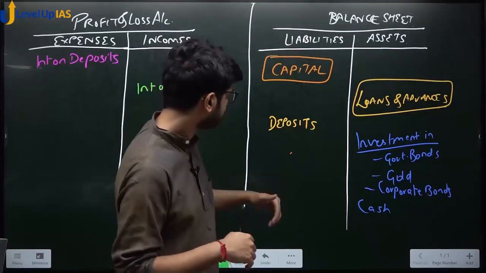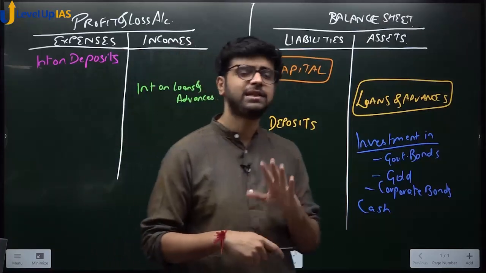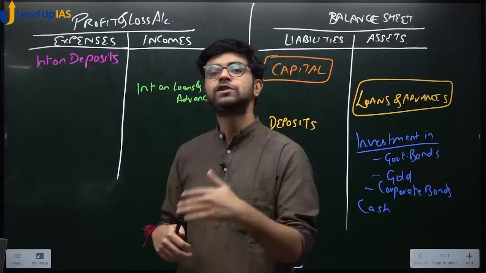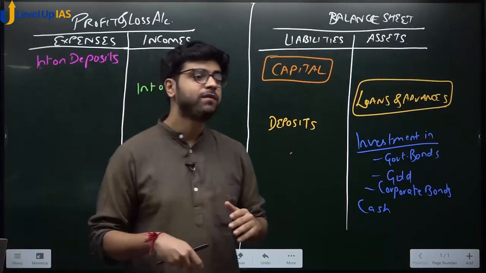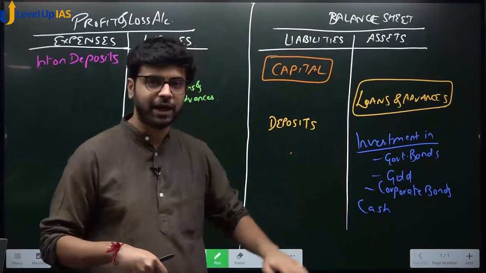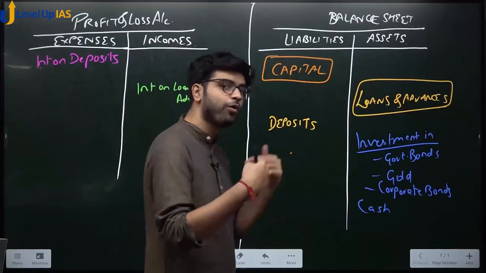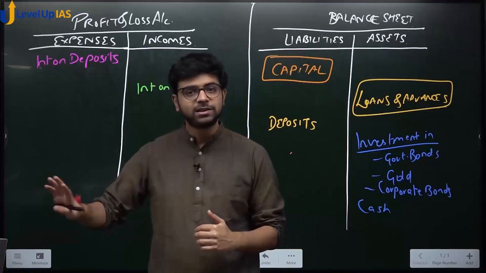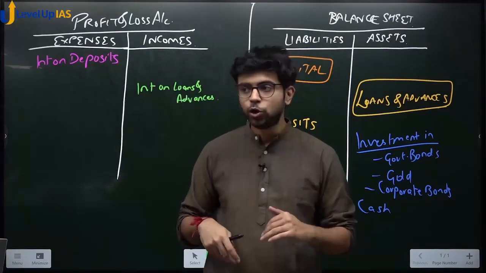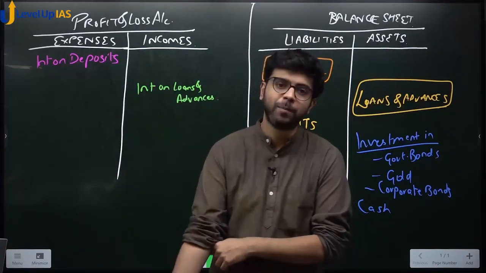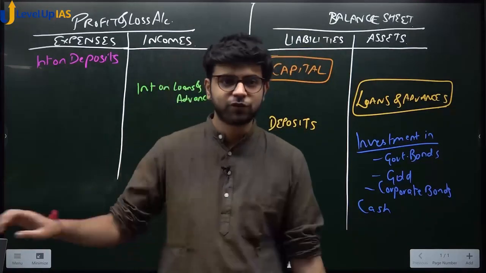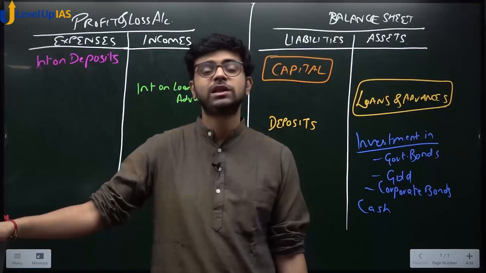Yes or no? Understand the concept of asset and liability very clearly. An asset is something which is expected to give you benefits over a period of time. A liability is something which you have to give to someone over a period of time. Simple example: when you take a loan from someone, you have to give interest. Yes or no? When you take a loan from the bank, does the bank give you interest, or does the bank charge you interest? The bank charges interest from you. Right?